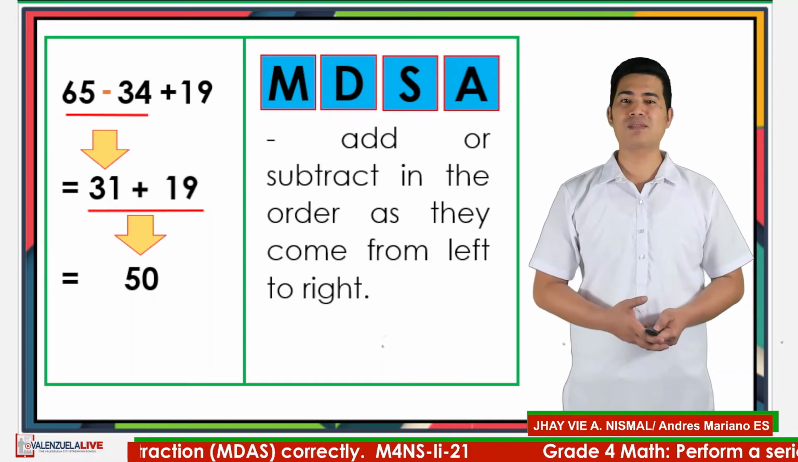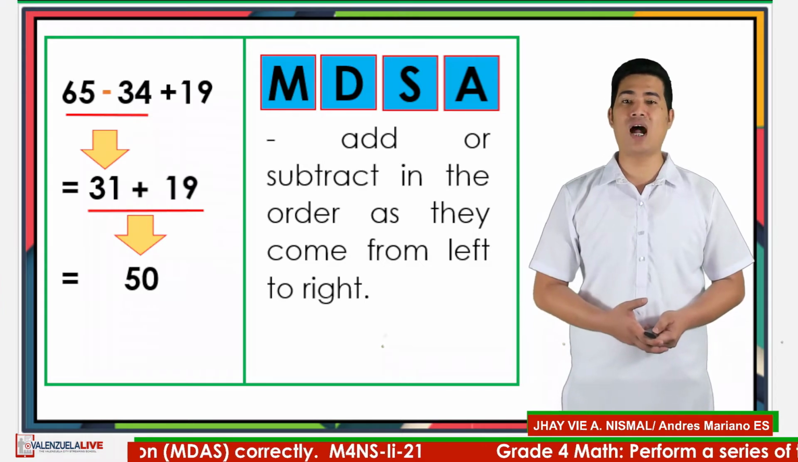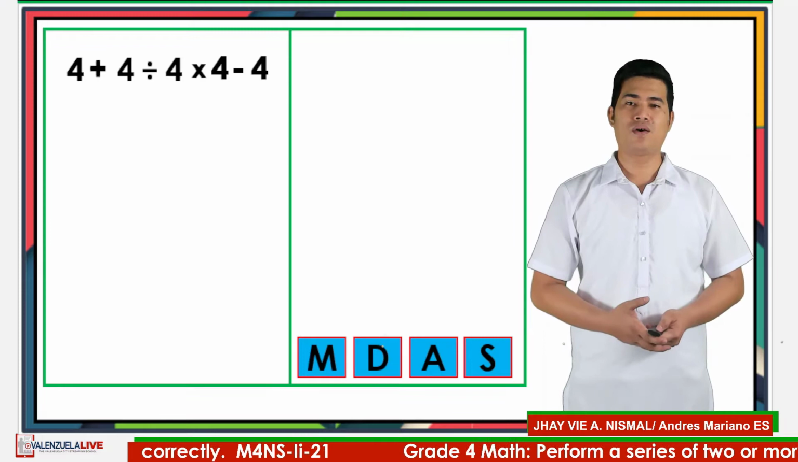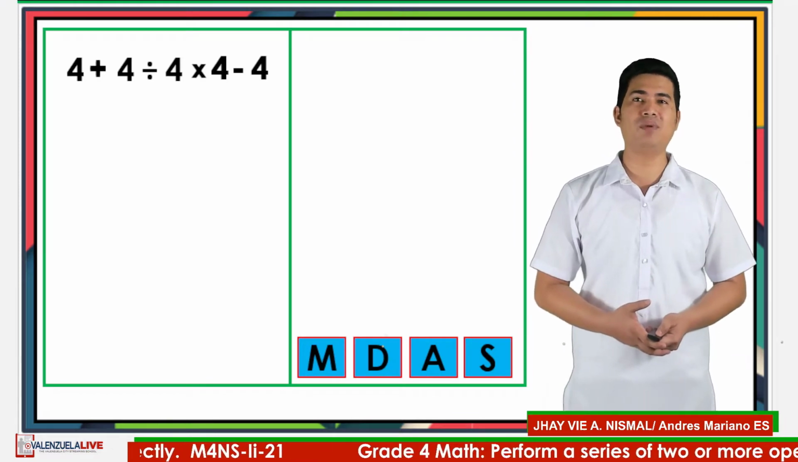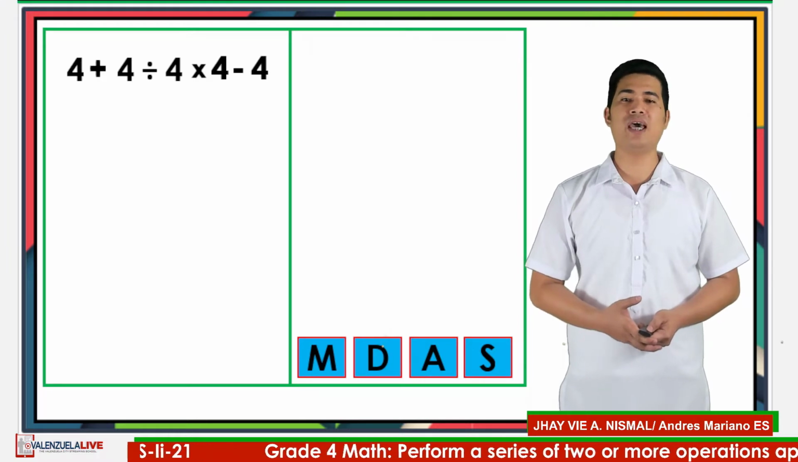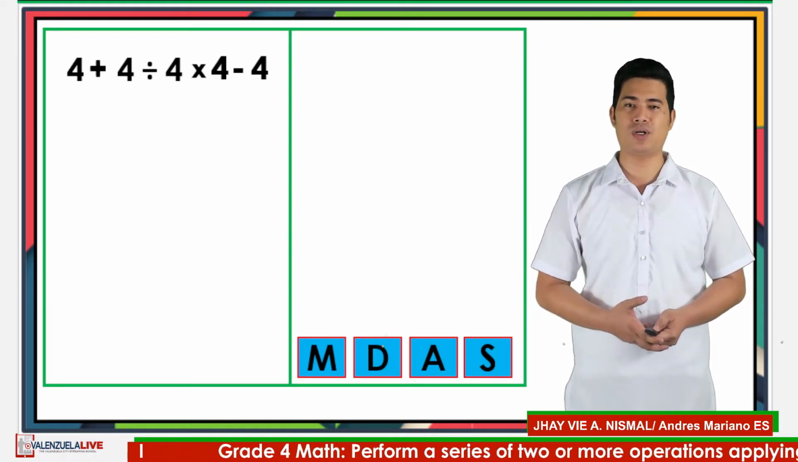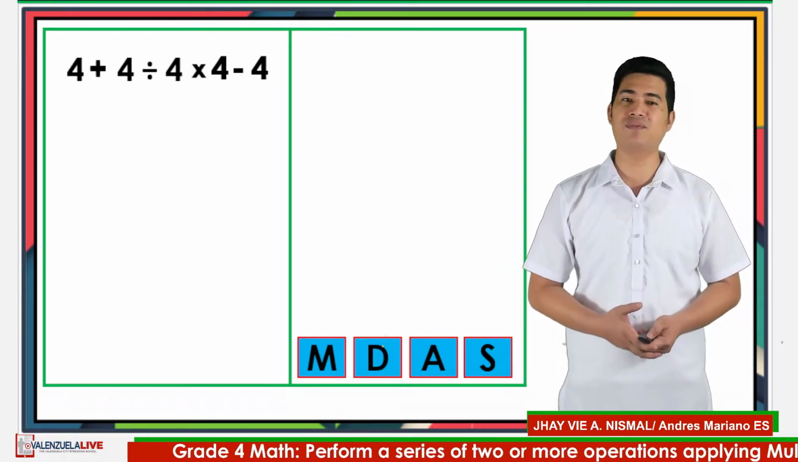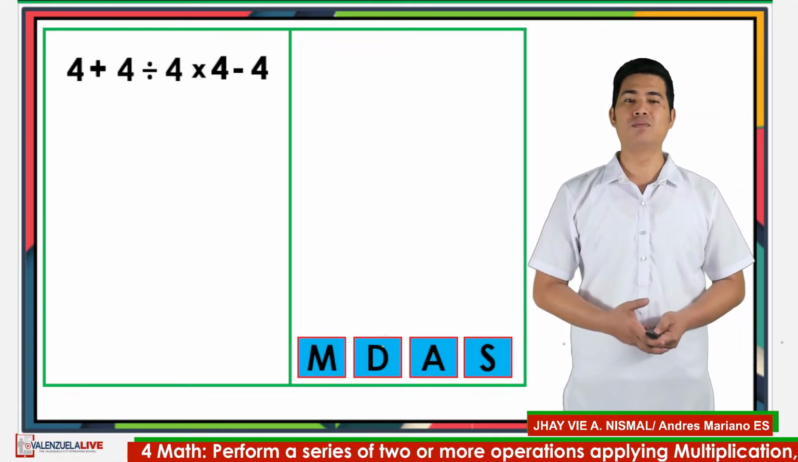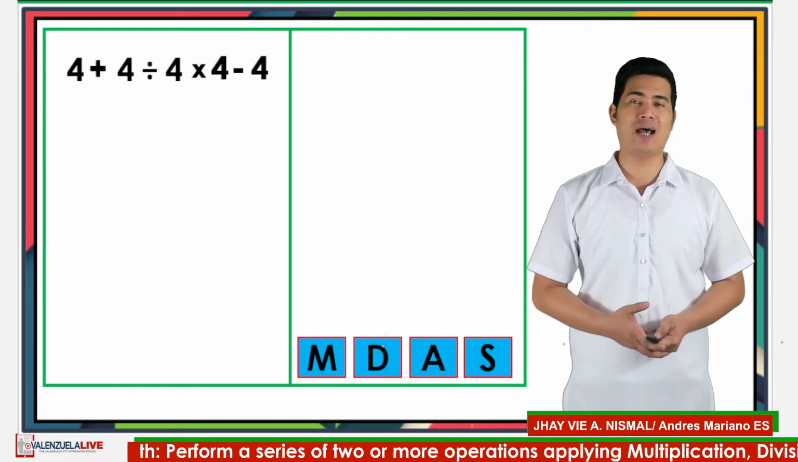Now, let's find out the correct answer for our previous math challenge. 4 plus 4 divided by 4 times 4 minus 4. Let us follow the MDAS rules to get the answer. What operation must be done first? Why? The rule says, multiply or divide first before adding or subtracting.